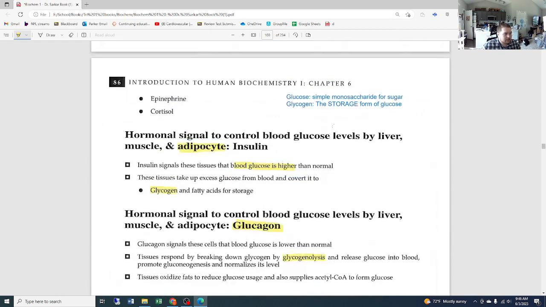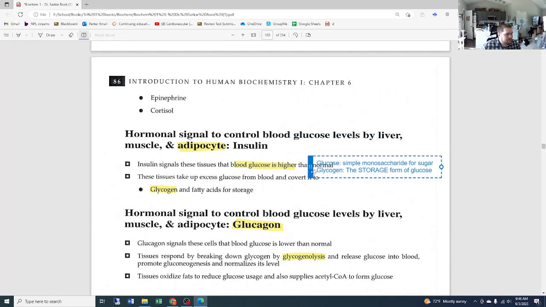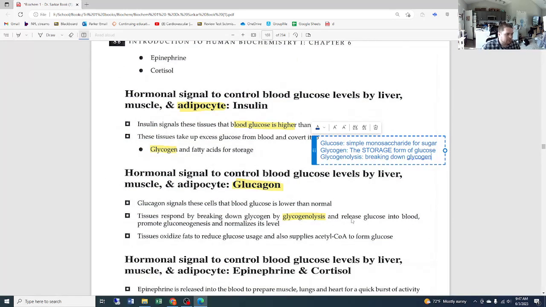Okay, let's add, I'm just going to keep this down here with us. Glycogenolysis. And if we look at the word, it's right here. Glycogen is the storage form. Lysis, glycogen lysis. Lysis is the breakdown. So breaking down glycogen. And it releases glucose into the blood.